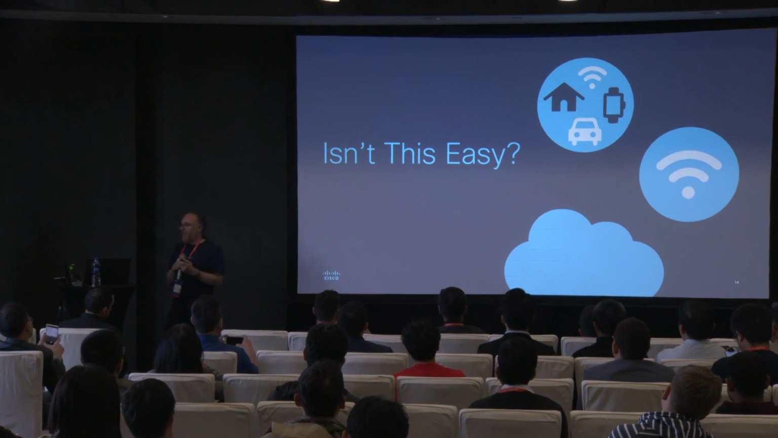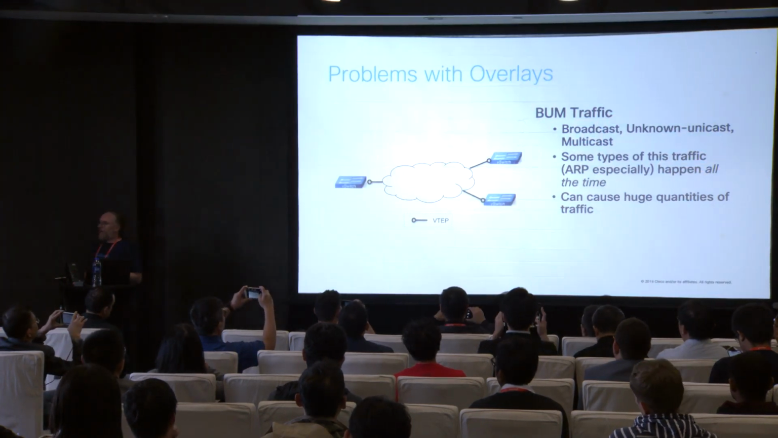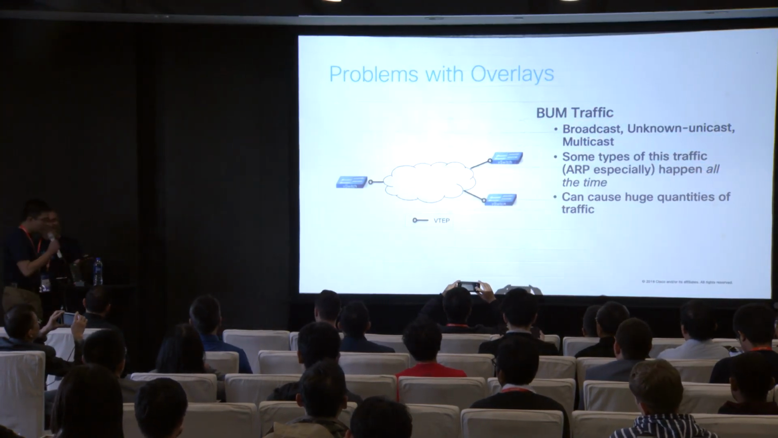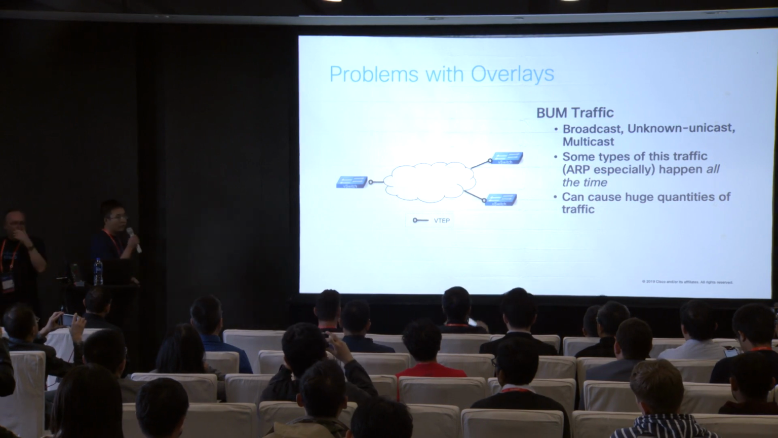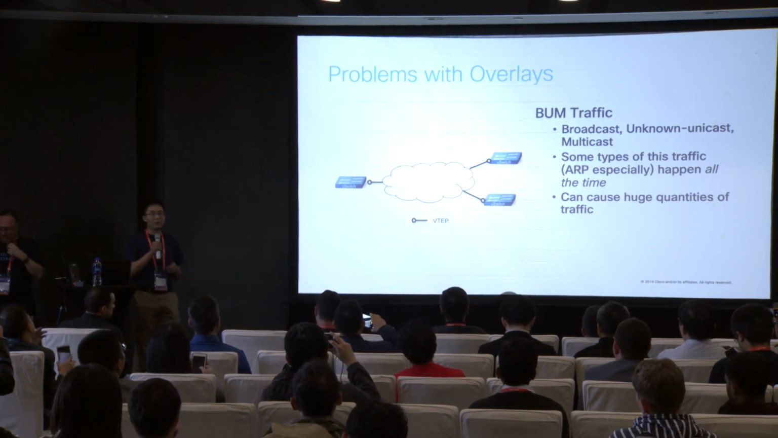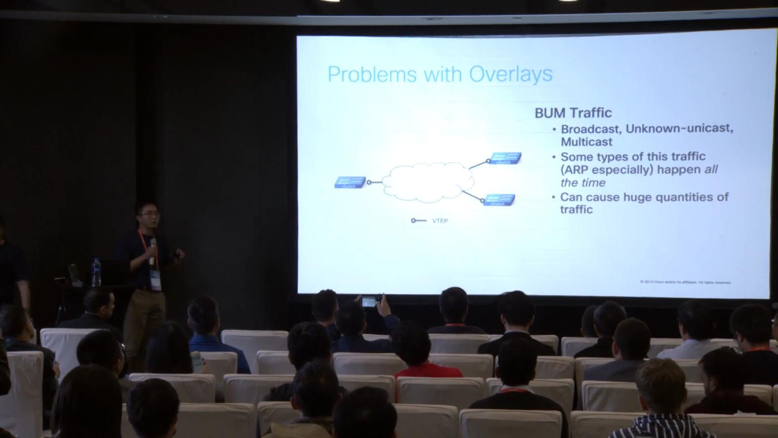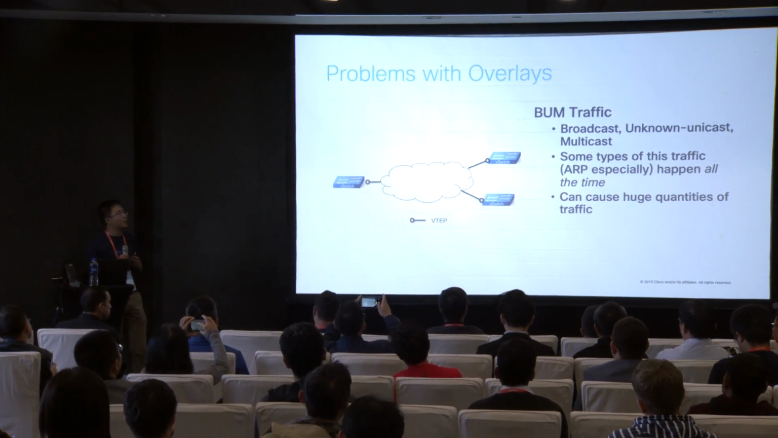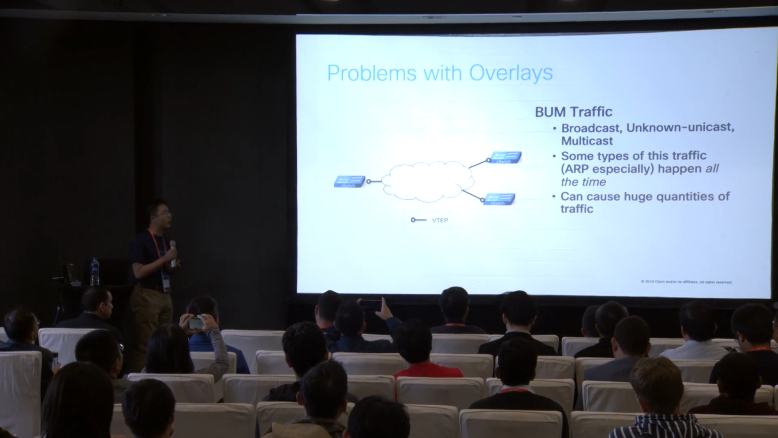So, isn't this easy? Well, where do we? Okay. Overlay networks are usually great. It gives us a lot of benefits. It gives a lot of useful cases. But sometimes it's not easy, and we have problems with overlays.